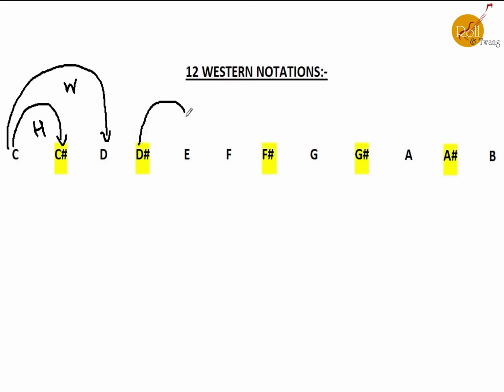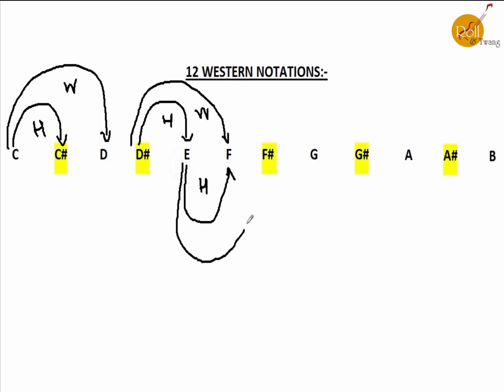If we start from D sharp to E, it will be a half step, and D sharp to F will be a whole step. Similarly, F sharp to G will be a half step, F sharp to G sharp will be a whole step, G sharp to A a half step, G sharp to A sharp a whole step, A sharp to B a half step, A sharp to C a whole step. E to F will be a half step as there is no note in between E and F, and E to F sharp will be a whole step. Similarly, B to C will be a half step and B to C sharp will be a whole step.